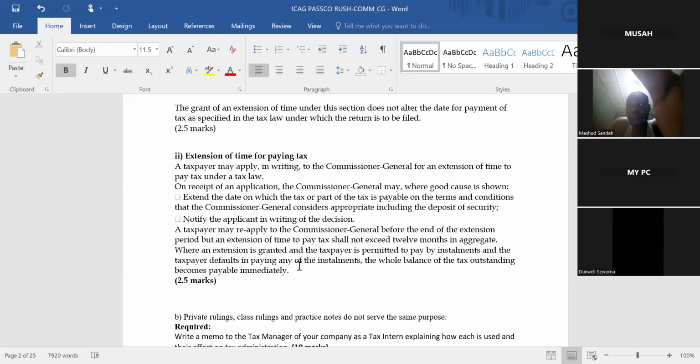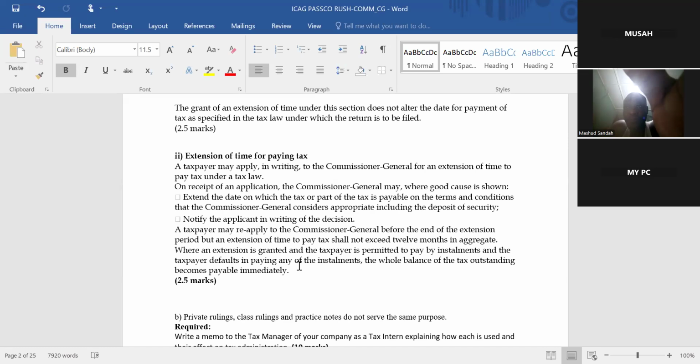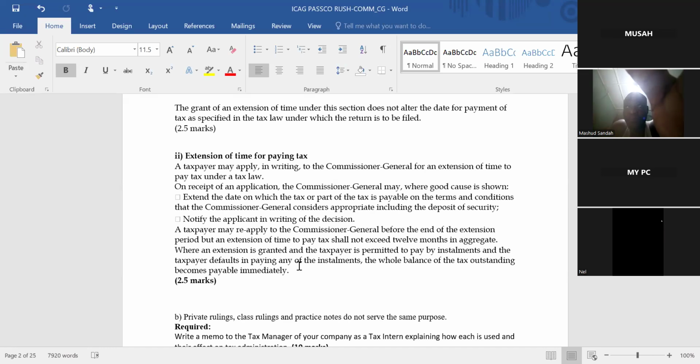And the law is clear. If the Commissioner General grants you the extension of time to pay the taxes, and you default in paying the taxes per the agreement that you have submitted, the law says that the whole tax balance outstanding becomes payable immediately. So it means that you are going to pay everything immediately. There will not even be room for you to submit a payment plan, because you have actually gone against what you told the Commissioner General.